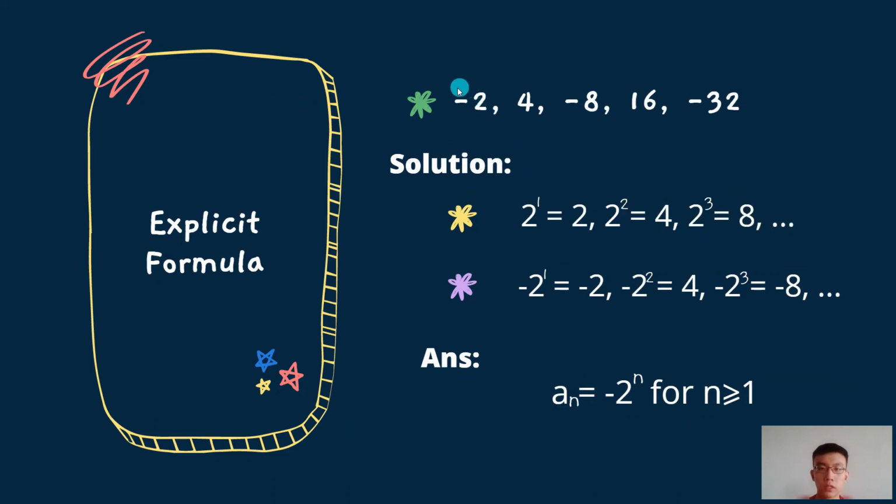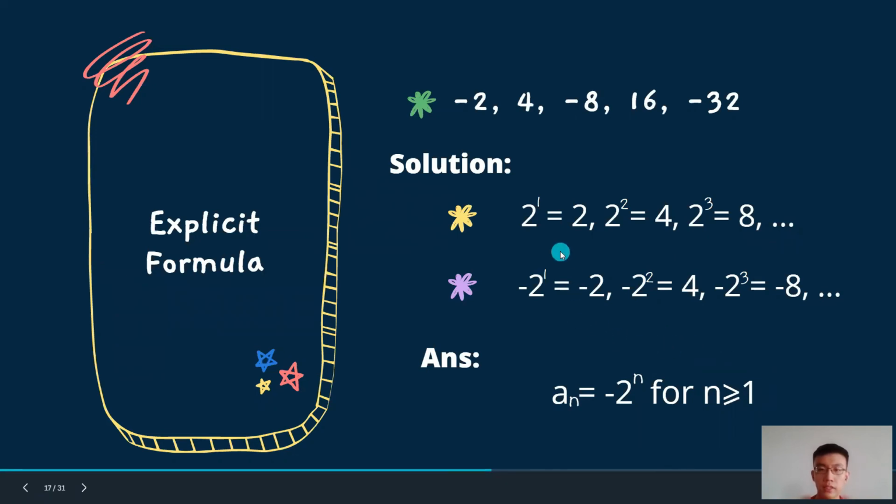Based on the question, it has the negative sign, so we can add the negative sign for the solution. -2 power 1 equals -2, -2 power 2 equals 4, -2 power 3 equals -8, and so on. So for the answer we can write an equals -2 power n for n equal or larger than 1, which means that for the third element we can write a3 equals -2 power 3, which equals -8. So we have found the formula for this question.